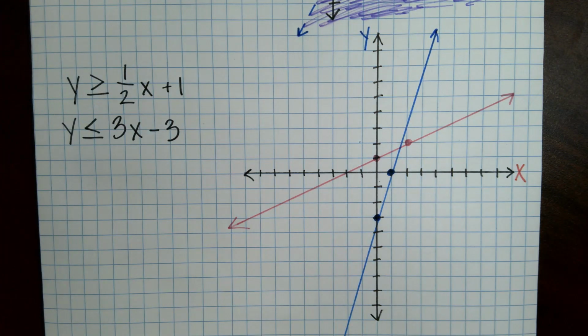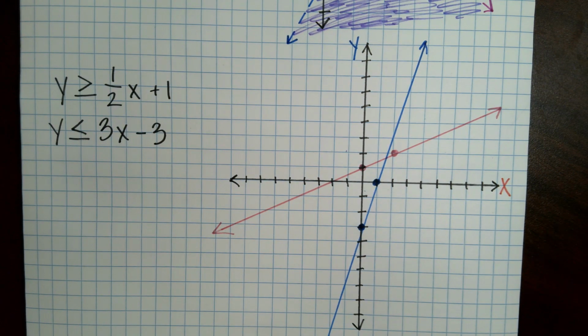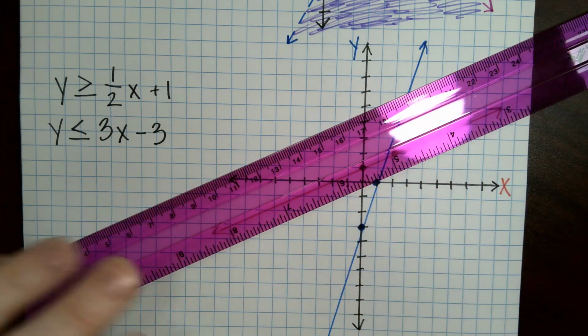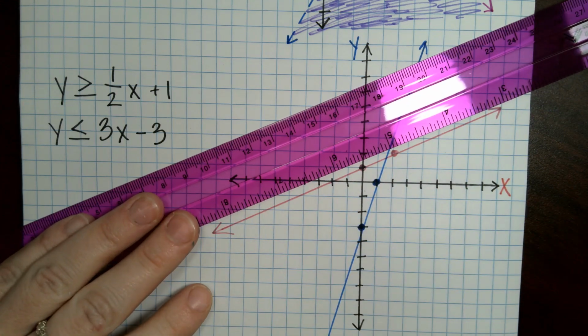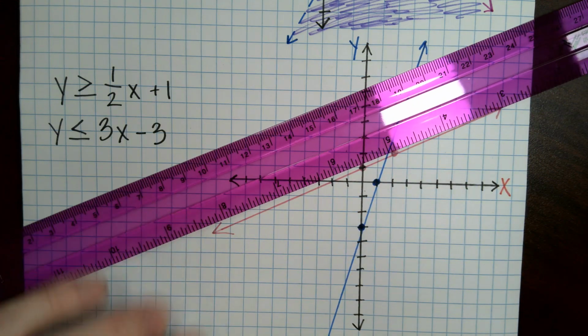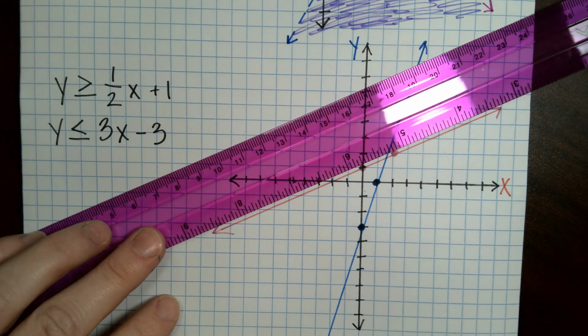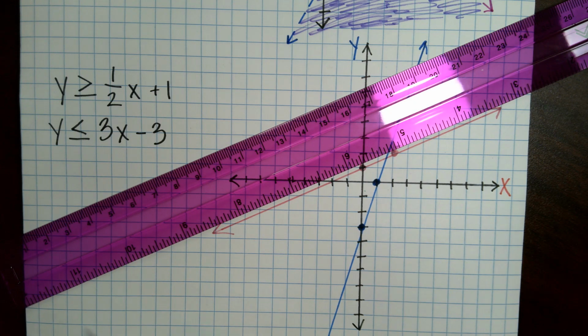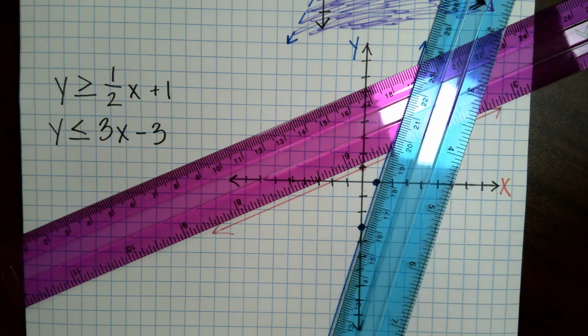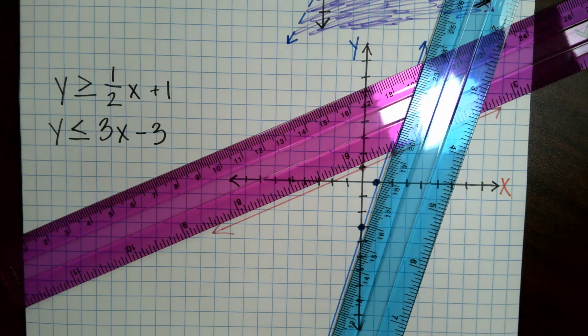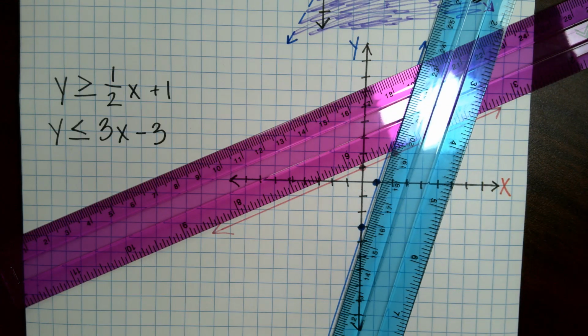All right, so which direction are these going? How about the pink one? What's this sign say? Greater than or equal to, so that means we're shading up. So I'm going to put my ruler above that line. And how about the second inequality? That one's less than or equal to, so we shade below the line.